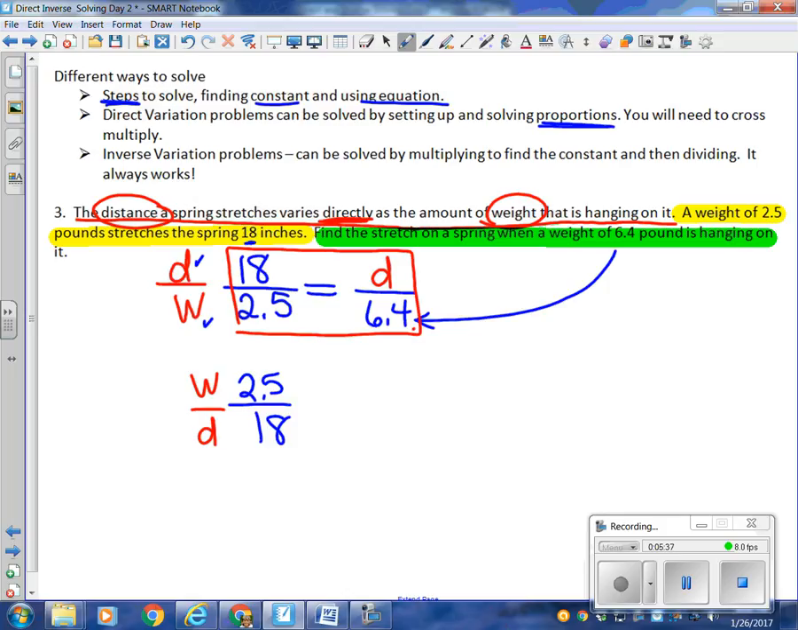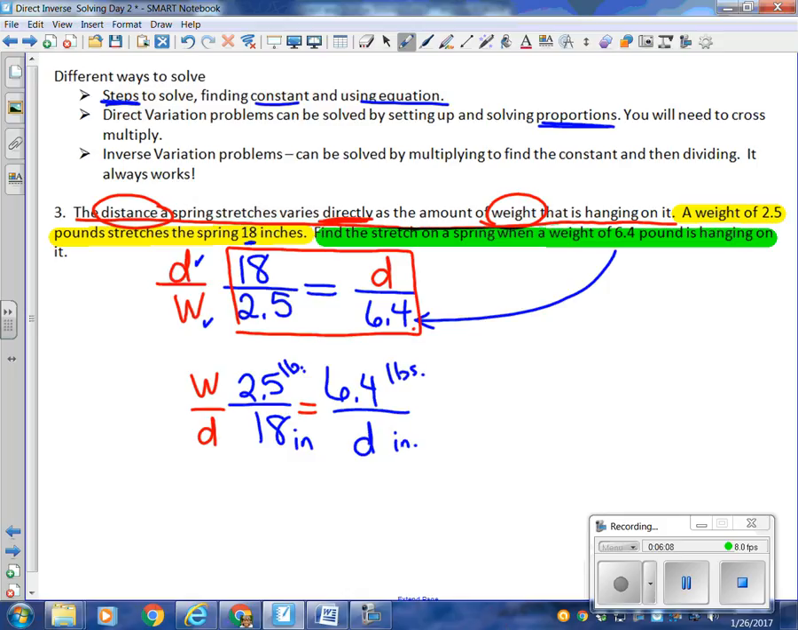This only works for direct variation. If you had done the other one, you could have also done it this way. I simply would have had equals, and 6.4 would have went on top because this is 2.5 pounds and this is 6.4 pounds. Okay, however you start your first fraction, your second fraction has to match that same pattern. So 18 inches of stretch, and now I'm looking for D, how many inches of stretch.